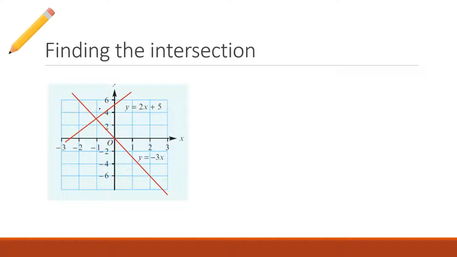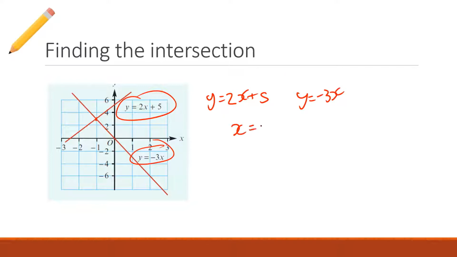The graphical method is just looking at the intersection. If you look at the intersection of two lines, then you will be able to find the solution. So the solution to y equals 2x plus 5 and y equals negative 3x is x equals -1, y equals 3. And that works for both of those.